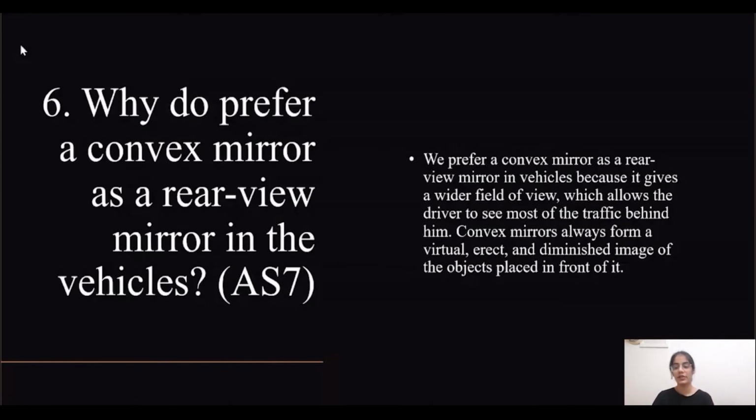So we prefer a convex mirror as a rear view mirror in vehicles because it gives a wider field of view, which allows the driver to see most of the traffic behind him and prevent accidents. Convex mirrors always form virtual, erect, diminished images of objects that are placed in front of them. That is it for this question. Let us go to the next one.